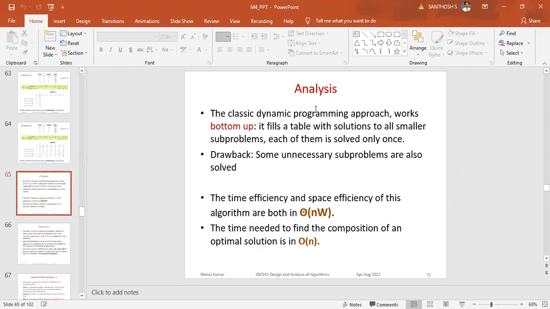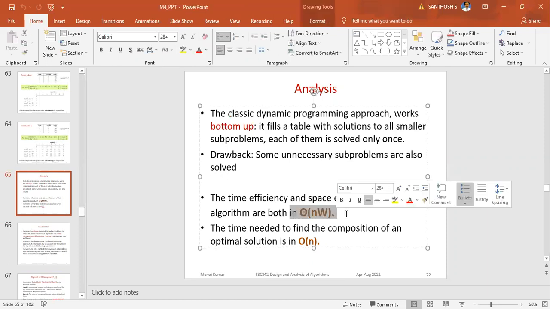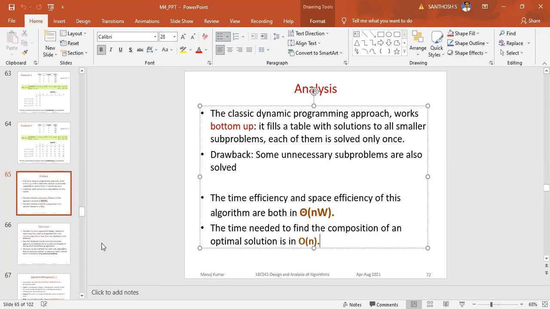So come for the analysis part. The classic dynamic programming approach works bottom up. It fills the table with solutions to all smaller subproblems. Each of them is solved only once. Drawback: some unnecessary subproblems are also solved. The time efficiency and space efficiency of this algorithm is theta of NW. The time needed to find the composition of the optimal subset is big O of N.